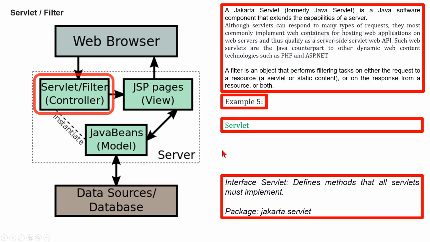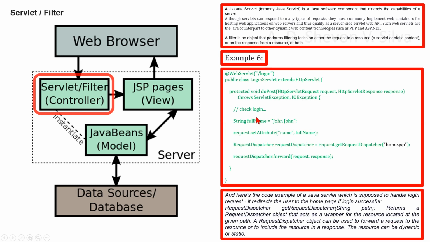As an example 5, we can consider interface servlet. Interface servlet defines methods that all servlets must implement. A servlet is a small Java program that runs within a web server. Servlets receive and respond to requests from web clients, usually across HTTP, the hypertext transfer protocol. This interface is in package Jakarta.servlet. And here is a code example of a Java servlet which is supposed to handle a login request.